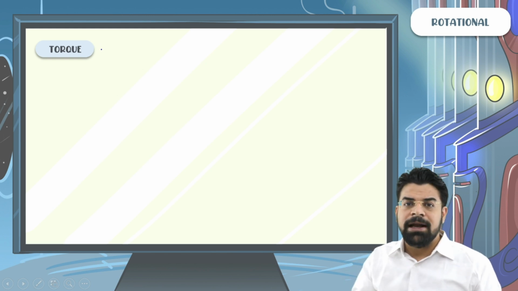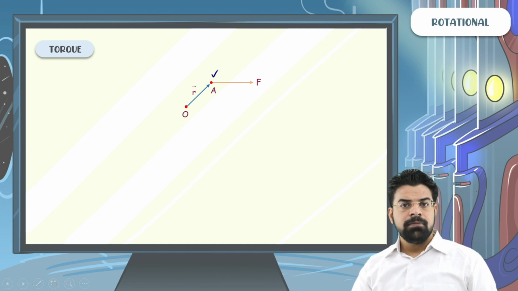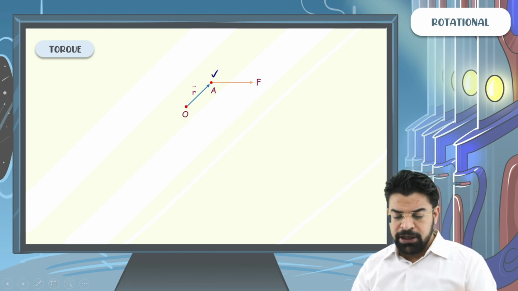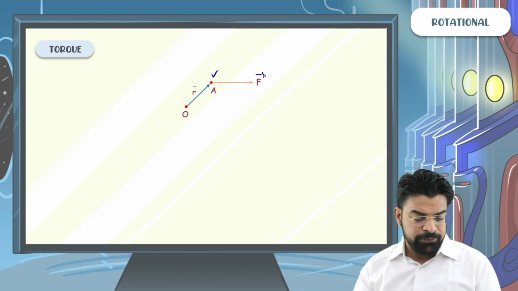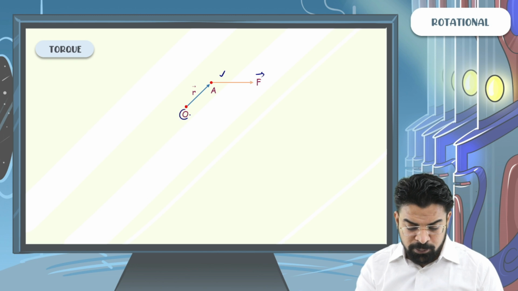But how do we write torque? What is the mathematical definition? Let's say there is a point A and a force is acting on point A. The force is given by vector F. Now, how do we write the torque of this force about a point O?